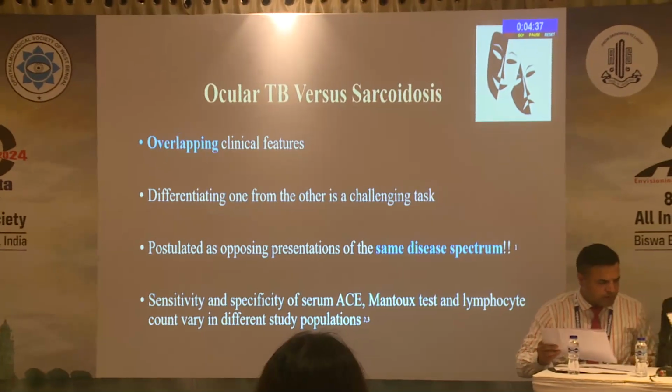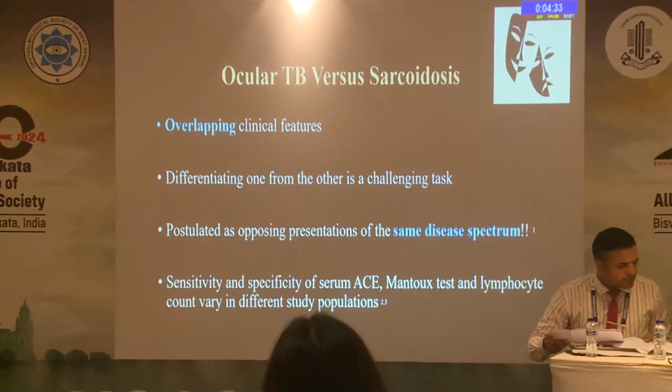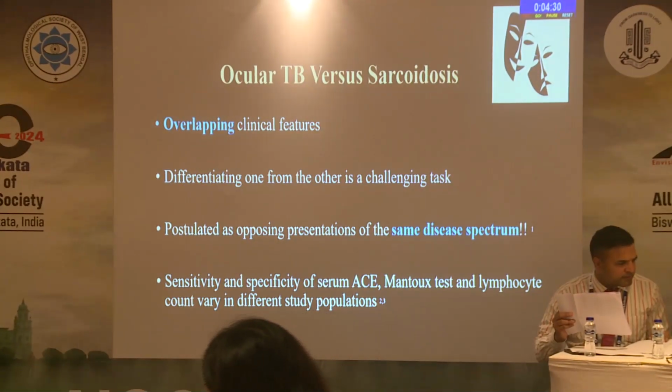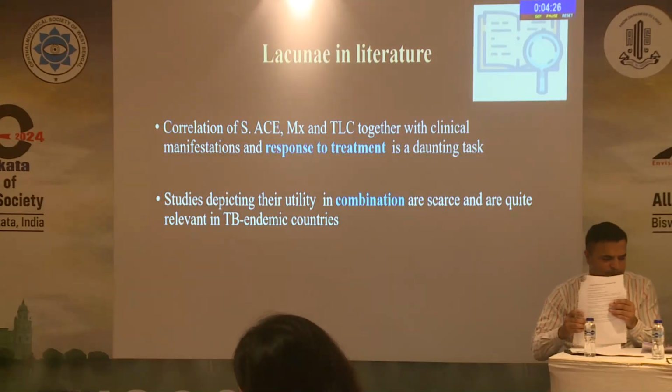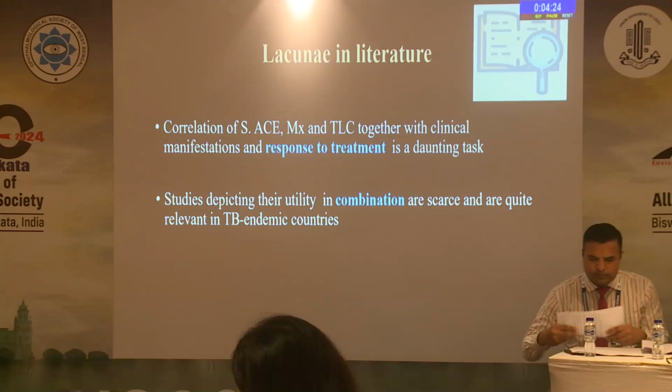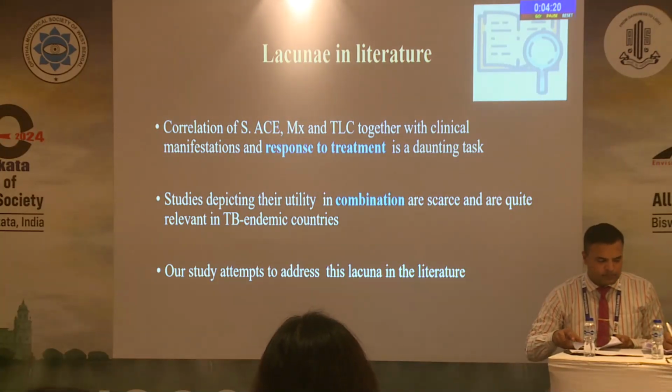ACE, MAN2, and lymphocyte count are very commonly used in practice, but there is a lot of overlap in results in sarcoid and TB, and sensitivity and specificity of these tests vary in different study populations. Studies depicting their utility in combination are scarce and are very relevant in TB endemic countries like India. Our study attempts to address this lacuna in the literature.